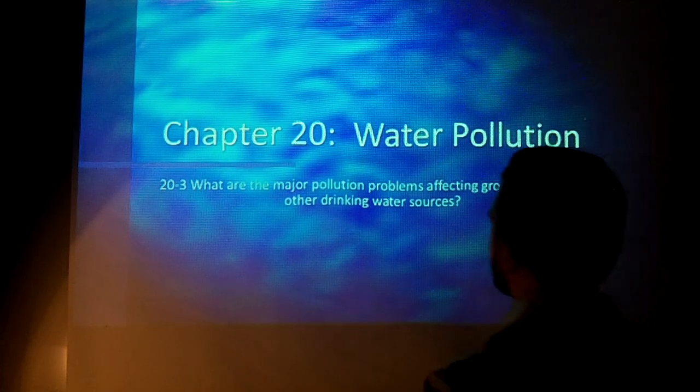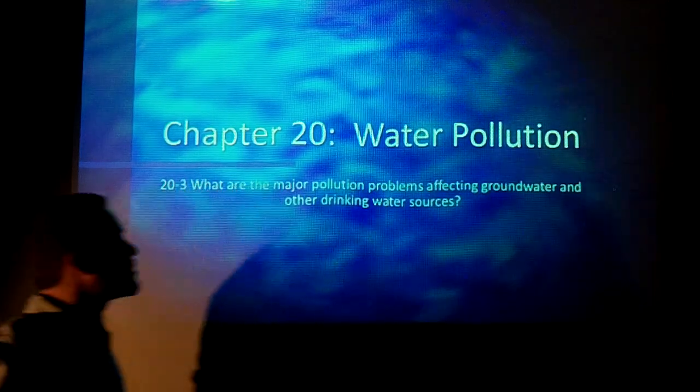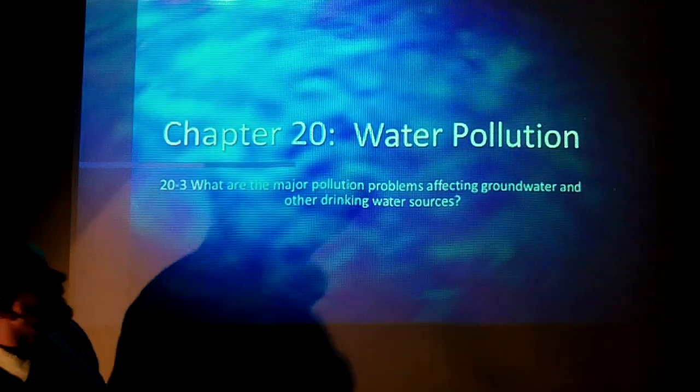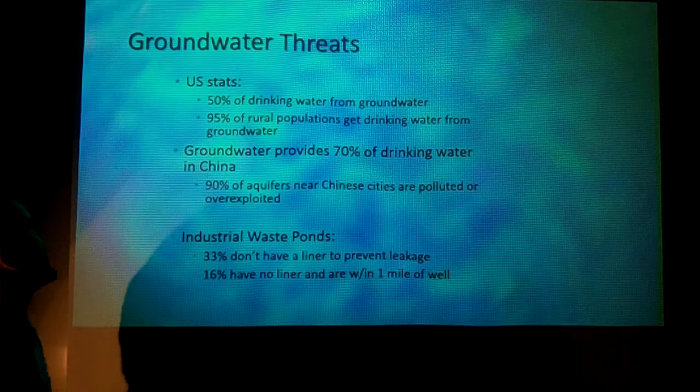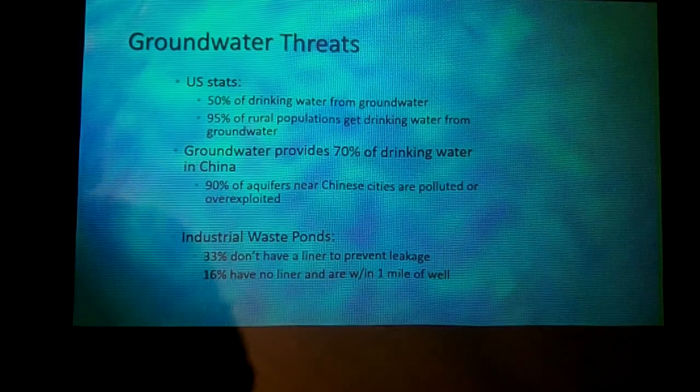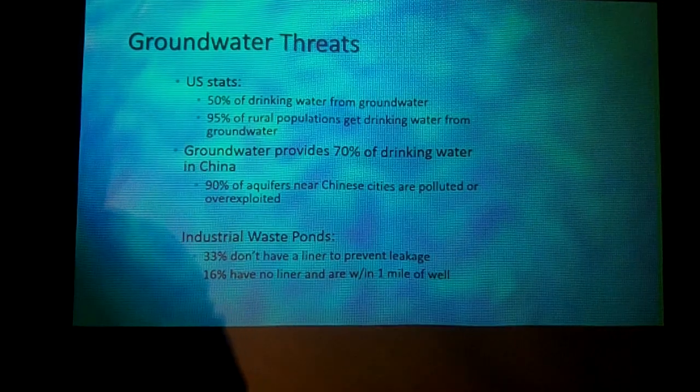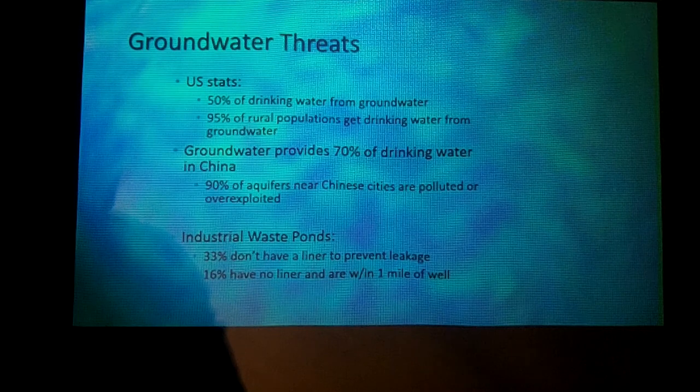Welcome to 20.3. What are the major pollution problems affecting groundwater and other drinking water sources? Okay, groundwater threats. In the U.S., 50% of drinking water comes from groundwater. 95% of rural populations get drinking water from groundwater. Groundwater provides 70% of drinking water in China. 90% of aquifers near Chinese cities are polluted or overexploited.